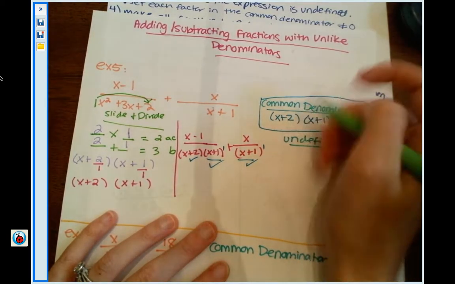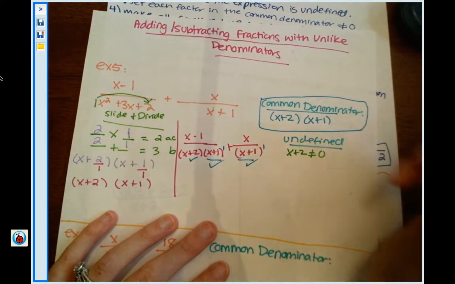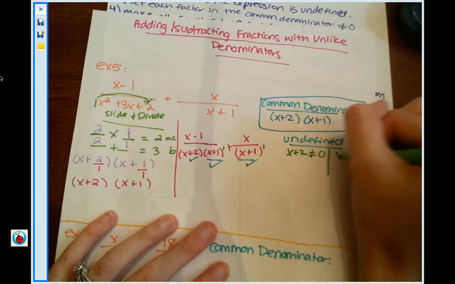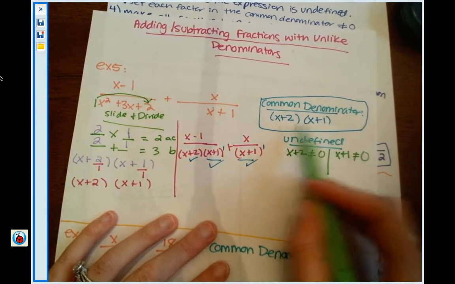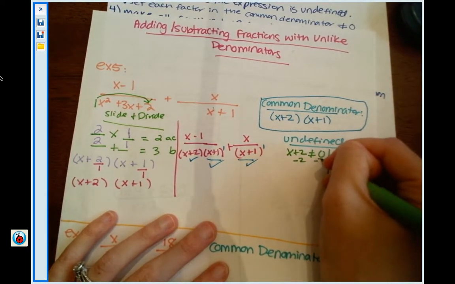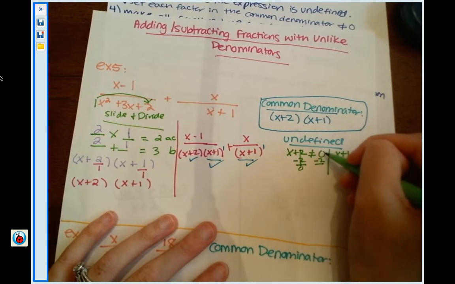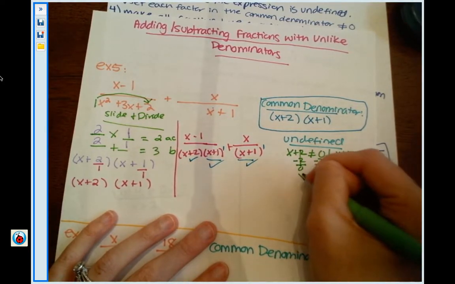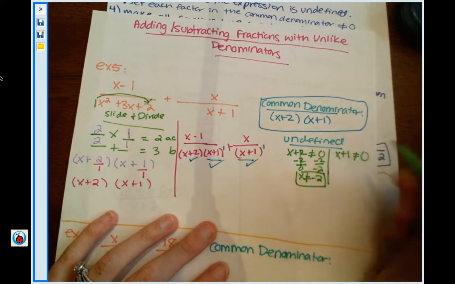So I'm going to set x plus 2 not equal to 0. And I'm also going to set x plus 1 not equal to 0. So you set every single factor in here not equal to 0. Okay, so on this one, I'm going to subtract 2 on both sides. 2 minus 2 is 0, cancels out. And 0 minus 2 is negative 2. So on my first side, x cannot equal negative 2.